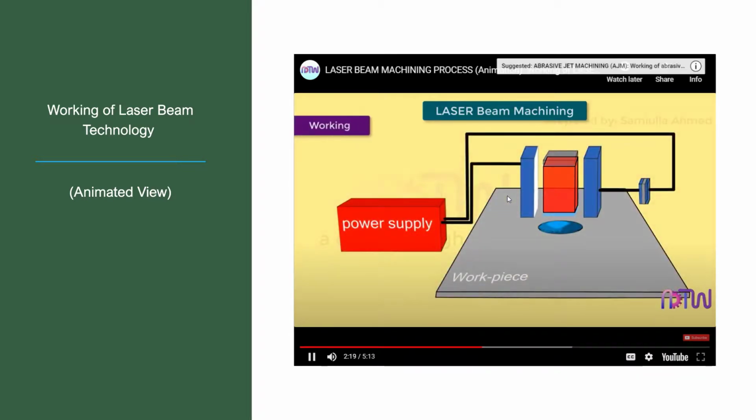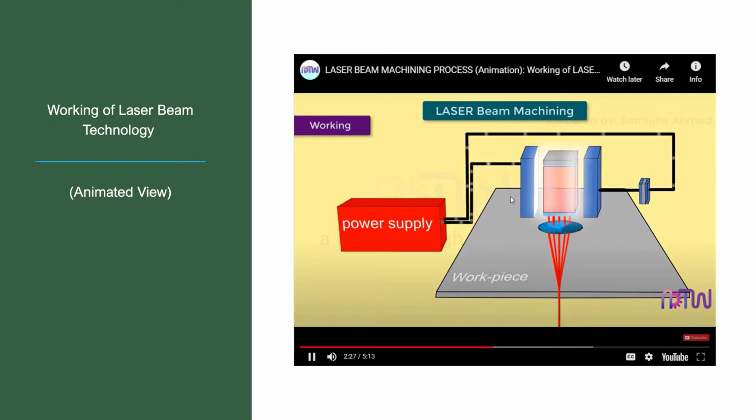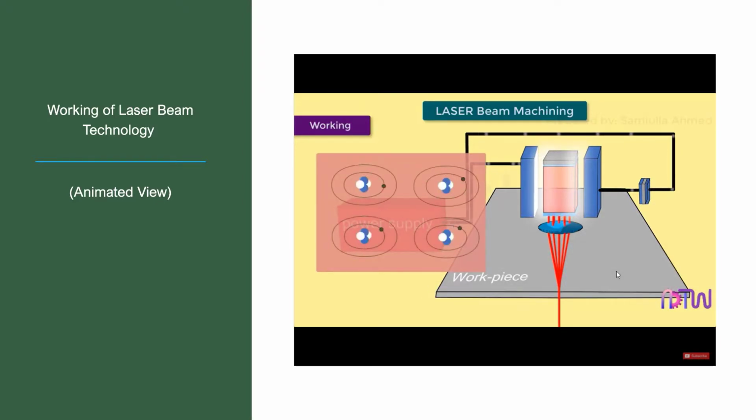Working. When the switch is turned on, a high voltage power supply is applied across the flash tube surrounding the pumping medium, in our case the ruby crystal. As the lamp is powered on, it emits high energy photons. These photons are absorbed by the ruby crystal. This absorbed energy causes most of the electrons contained in the atoms of the ruby crystal to be excited to a high energy level from their ground state.